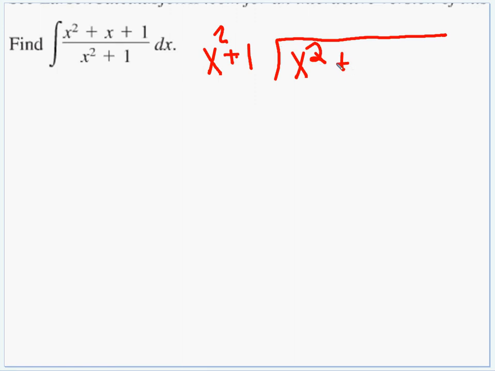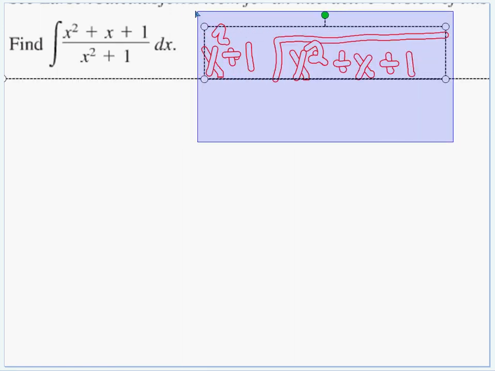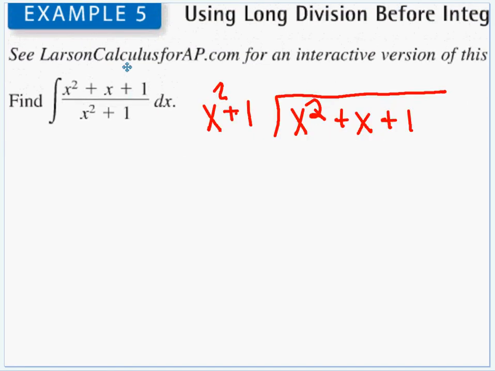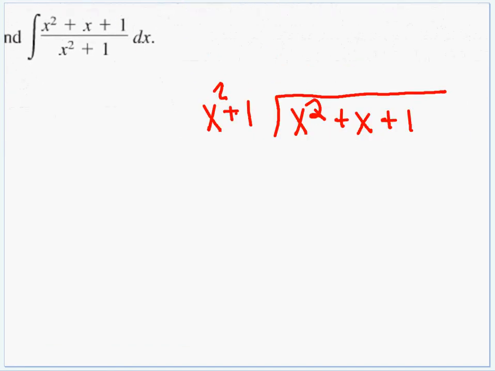That's x squared plus x plus 1. And I got to move this down a little bit. There we go. So let's see. I want to get rid of this positive x squared. I got to multiply this x squared by something to have it match. Well, that's easy enough. That's a 1. 1 times x squared is x squared. 1 times 1 is 1.